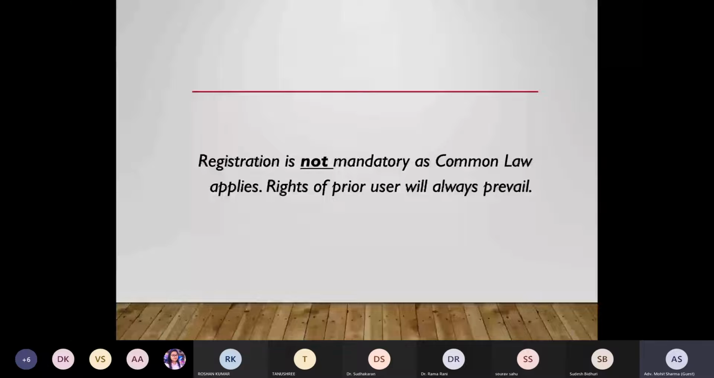There is a very important concept in copyright, because copyright registration is not mandatory as per the common law that applies. In infringement cases, the rights of the prior user will always prevail. So there is no specific requirement for registration of copyright for seeking any relief for infringement.